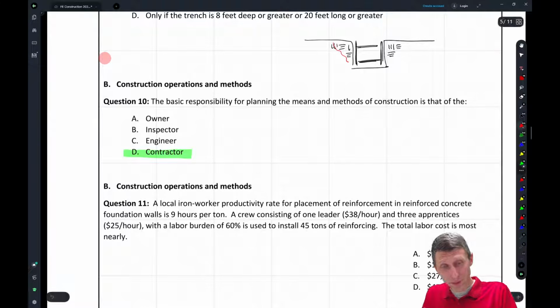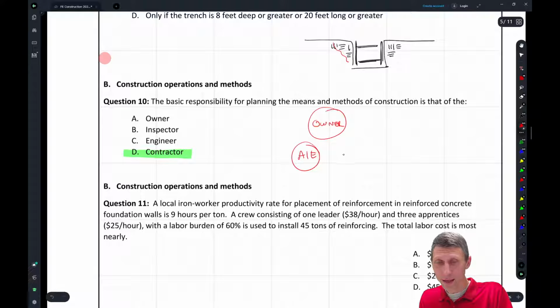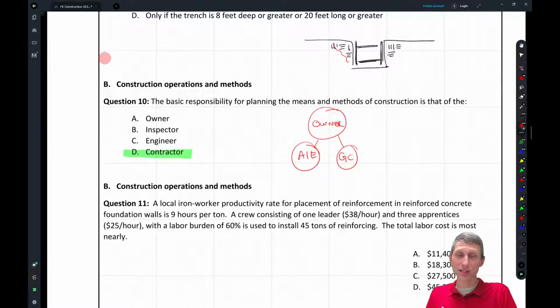But remember those contract relationships, right? We have the owner, we have the AE or the engineer, and we have the GC. Well, typically, guess what? There isn't that relationship between the AE and the GC. So you have to be careful when you're on the site, if you're the AE, not to be directing the GC, right? Your role as the AE is to reject the work, to tell the owner it's rejected. If you need to, you go to the code enforcement official. But typically you're not telling the GC what's going on.